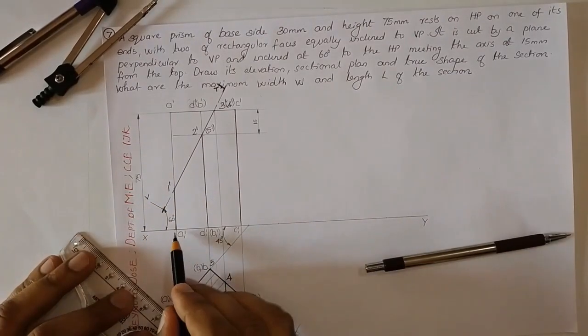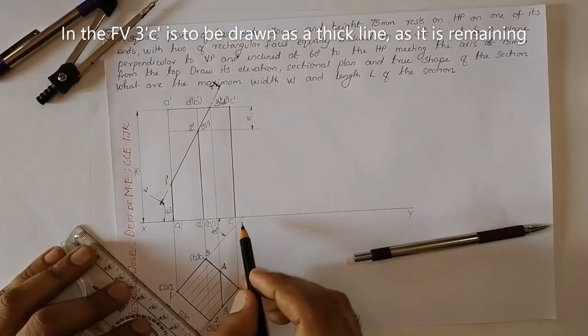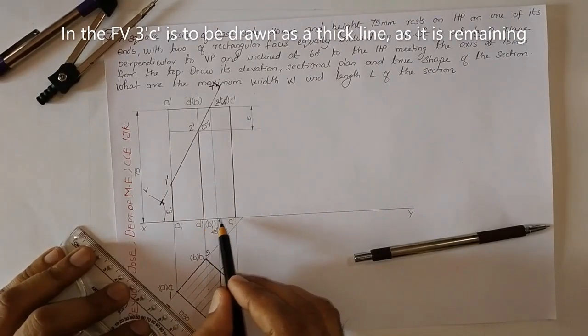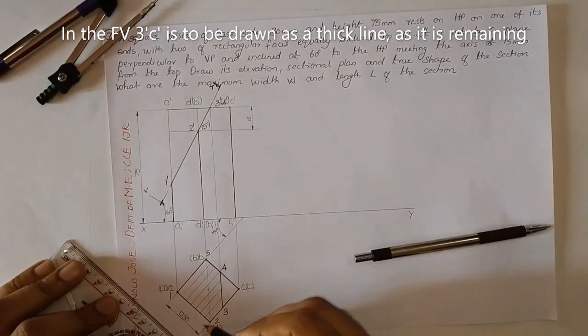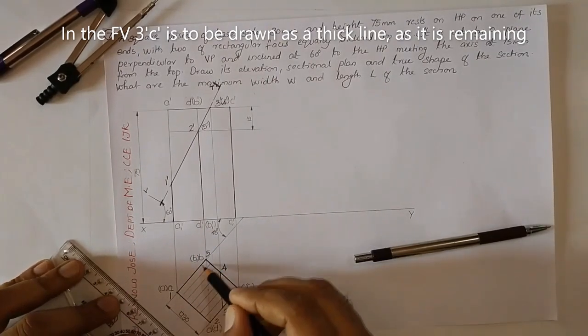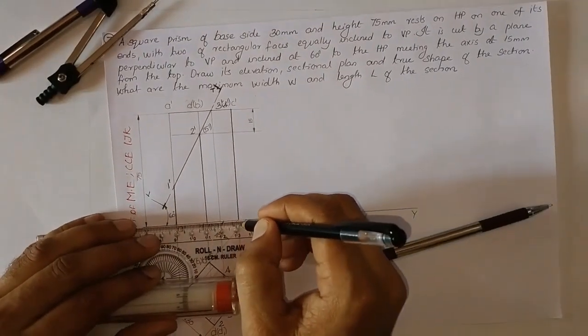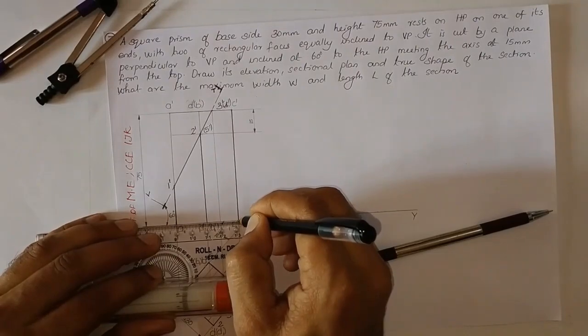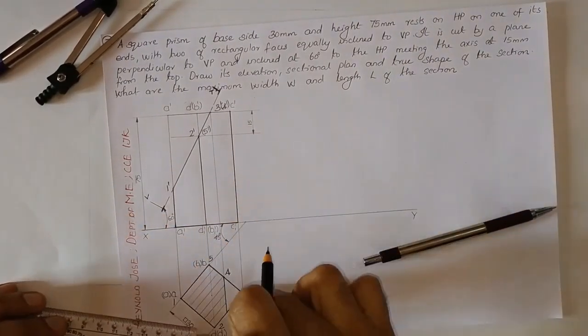And again, the base completely is remaining. So what are the edges on the base? It is AB, BC, CD and DA. But already the outline of the top view is darkened. So in the outline we need not draw it as dark once again, but in the front view you need to draw it as a dark line. So we completed the remaining portions in the front view and top view.